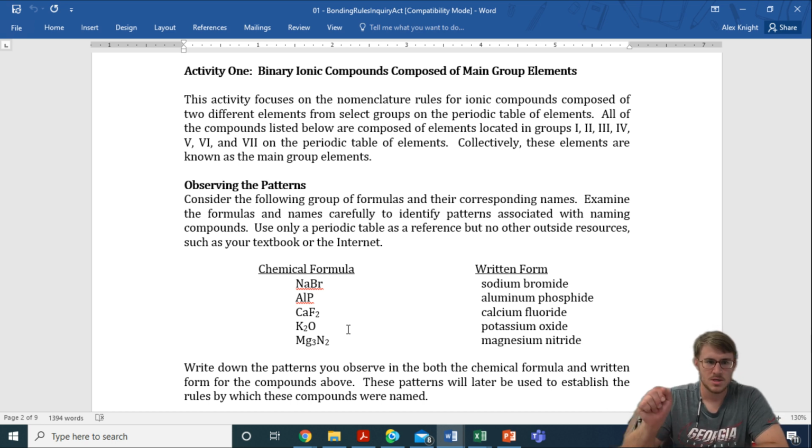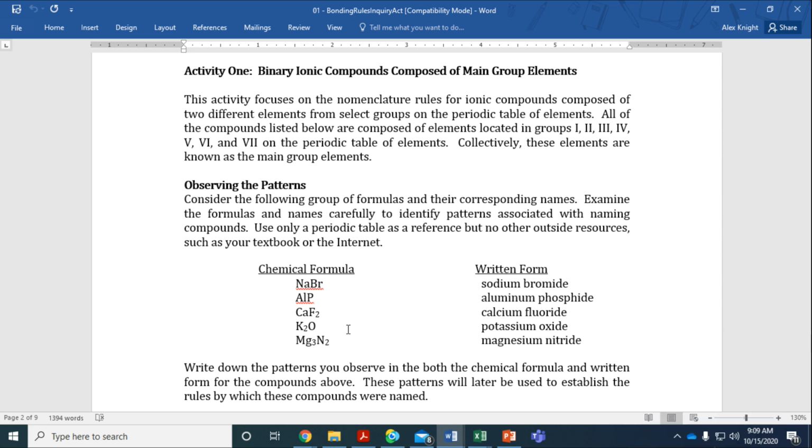Magnesium brings a 2 because it's in the 2 plus column. Nitrogen brings a 3. Pause and verify with your rainbow pack if you need to. Magnesium brought a 2, nitrogen brought a 3. Swap, and that becomes our subscripts. So we would say Mg3N2, even though the 3 came from the nitrogen.